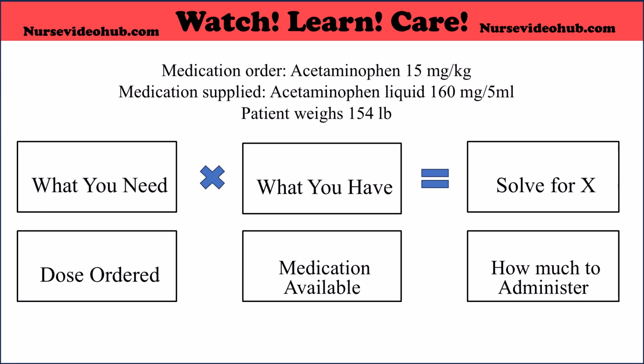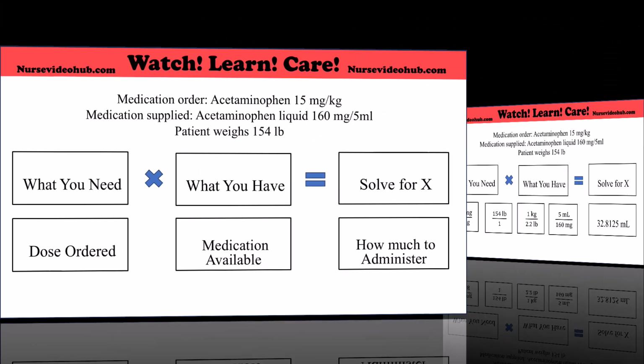Here's a final example. The medication order is acetaminophen, 15 milligrams per kilogram. The medication supplied is acetaminophen liquid, 160 milligrams for every 5 milliliters. The patient weighs 154 pounds. Reading the problem, there are a couple of extra conversions to add to the equation. You need to calculate the dose because this is a weight-based order. The order is based on the patient's weight in kilograms. The patient's weight is recorded in pounds.